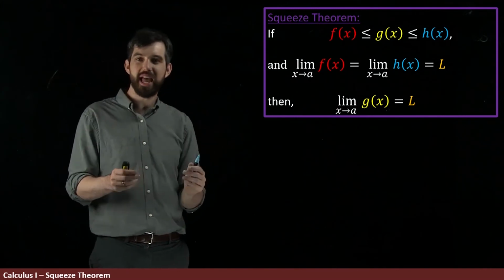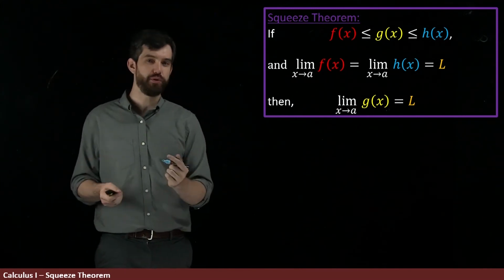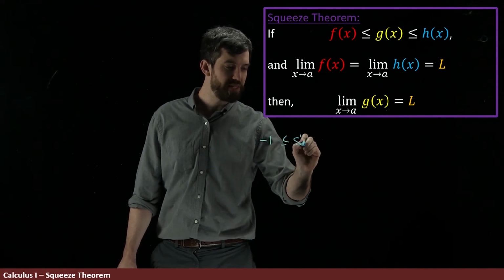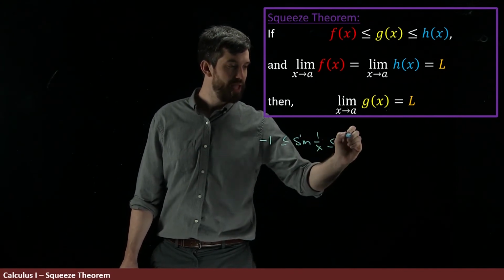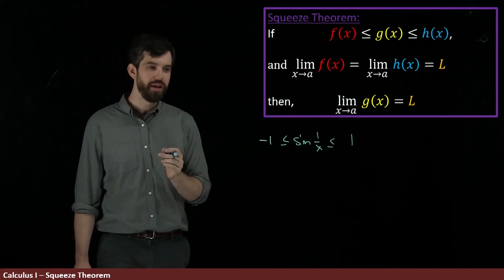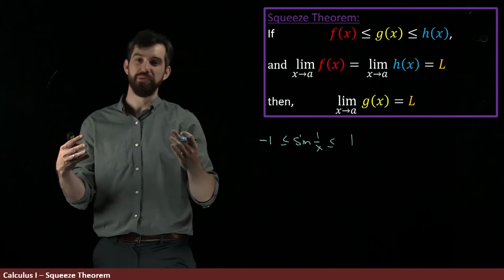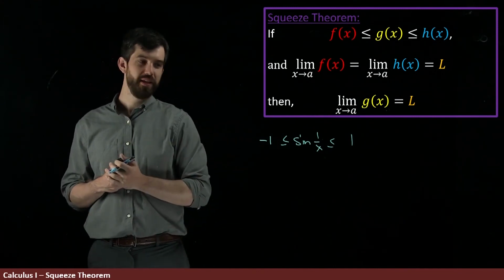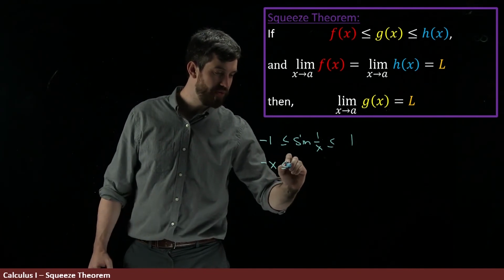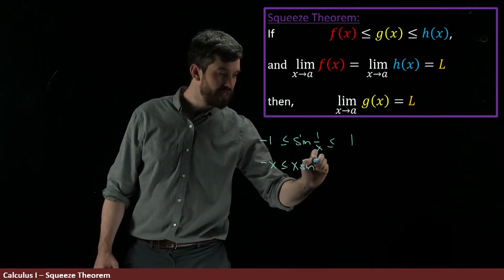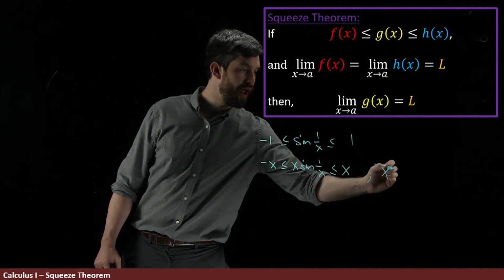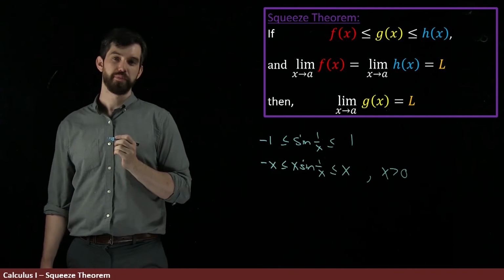If we want to see this example algebraically, you might begin in this way. You might observe that minus 1 is always less than sine of 1 over x, and sine of 1 over x is always going to be less than 1 as well. This is one of the fundamental bounds on the function sine. And then if this is true, I could then say that minus x is always smaller than x sine of 1 over x, and that's going to be smaller than x in the domain where our x is going to be greater than 0.